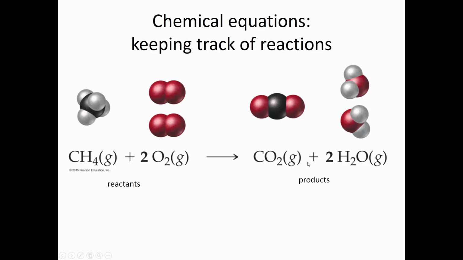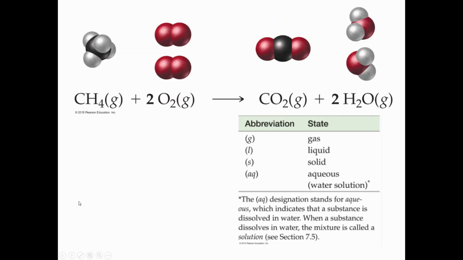Okay, so reactants and products: reactants change to form products. So it's a new arrangement of the things that are present there. A few other things that are going on here I want to talk about. You'll notice that there is this G in parentheses after everything.